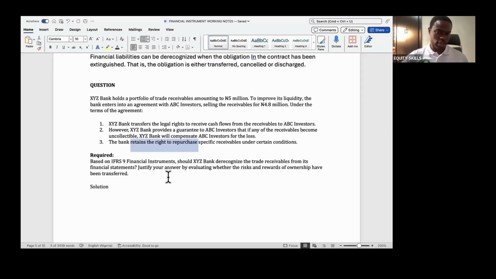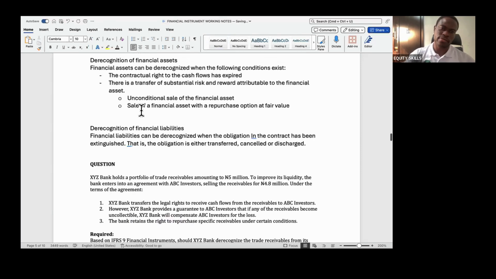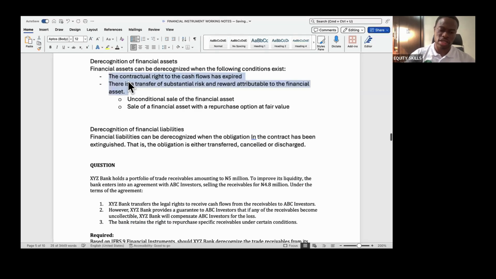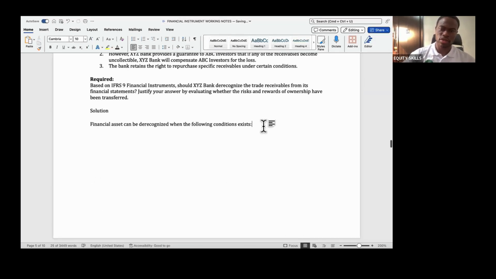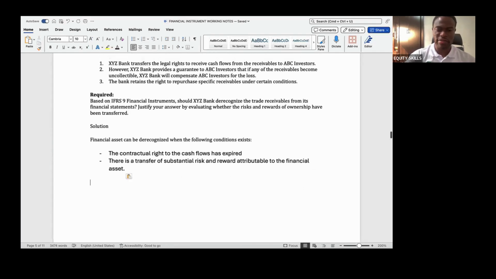Okay, so how do we do this? Number one is this. First, you say financial assets can be derecognized when the following conditions exist. Number one, the contractual right to the cash flow has expired. Number two, there is a transfer of substantial risk and reward. That's where we start. You now say, from the question.